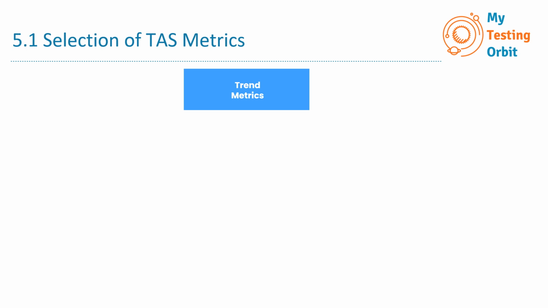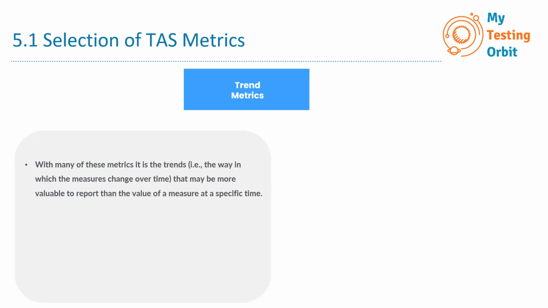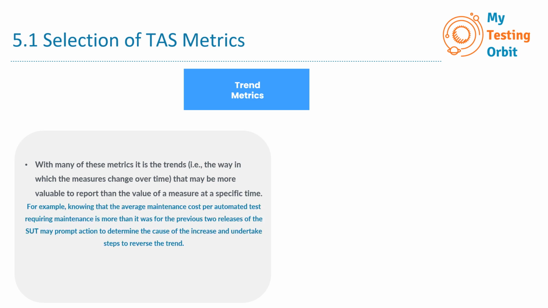And at the end, we have trend metrics. With many of these metrics, it is the trends, that is the way in which the measures change over time, that may be more valuable to report than the value of a measure at a specific time. This means that for many metrics, what's most important is not the individual value of the metric at a single point in time, but rather how that value changes over a period. In other words, it's often more valuable to observe and report the trend or pattern in how a metric evolves over time. Let's have a look at the given example.